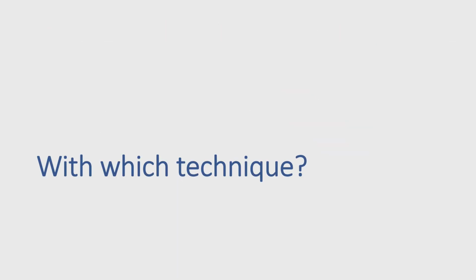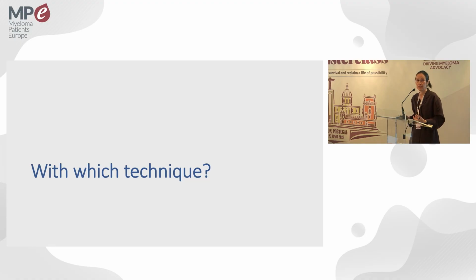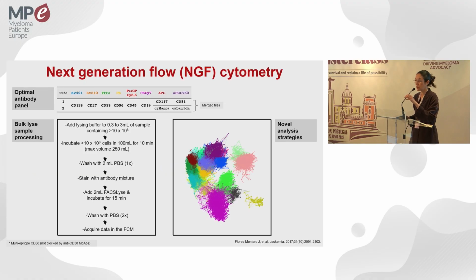So the next question would be, with which technique can we assess MRD in patients with myeloma? It has already been commented, so we can use next generation flow in the bone marrow of patients with myeloma. So next generation flow basically identifies the tumor plasma cell based on aberrancies in the surface of the clonal plasma cells and based on clonality as well.